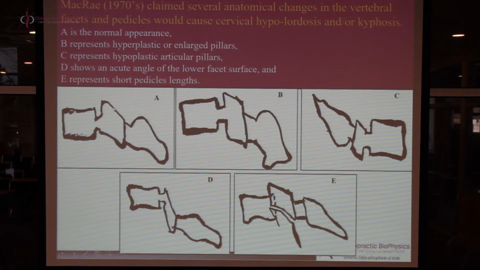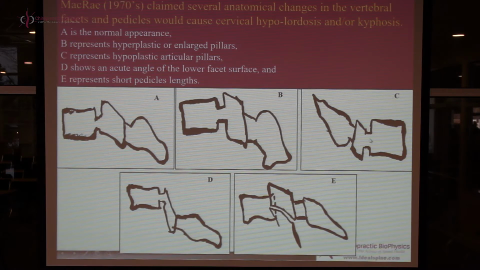We can get an angle of these facets in the sagittal plane by drawing a line along the superior surface and the inferior surface, and we can look at the way those surfaces either converge or diverge, or if they're parallel. Now B represents what McCray called hyperplasia, or enlarged pillars. You can see that the height of the articular pillar is very tall. Okay, and then oppositely, C represents what's called a hypoplastic, or smaller pillar.